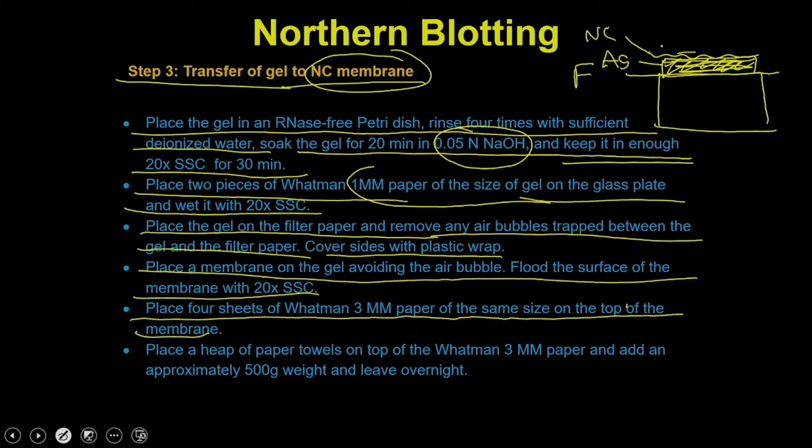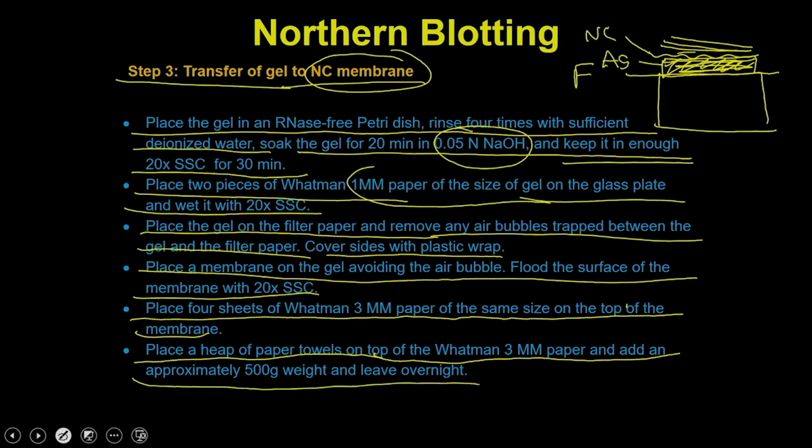So, after that you are going to keep the 3 sheets of nitrocellulose membranes, and then you are going to place a heap of paper towel on top of the Whatman filter and add the approximately 500 grams weight and leave it overnight. So, after that you are going to keep a stack of the paper towels, and then on top of that you are going to keep the weight.